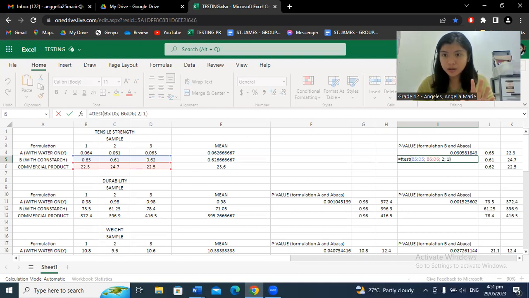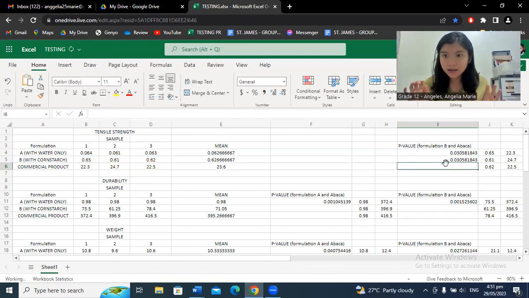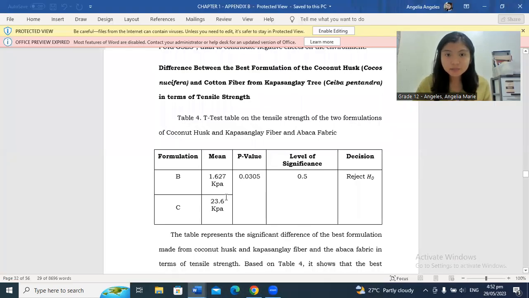Okay, so enter. Same answer yung nalabas. So we included the 4 decimal places na lang. Okay, so that is 0.0305, as you can see here. Okay, so the level of significance.